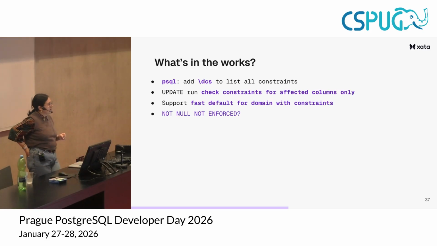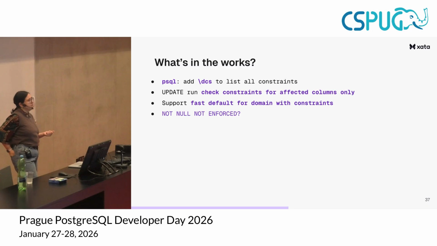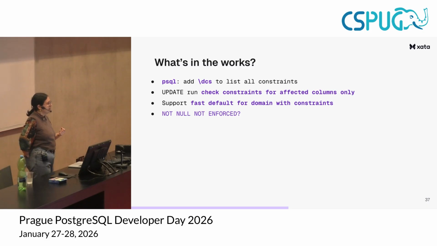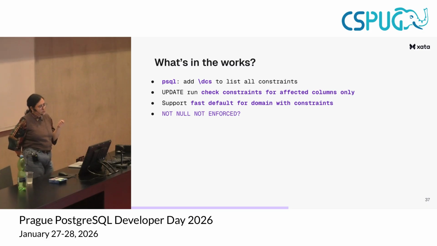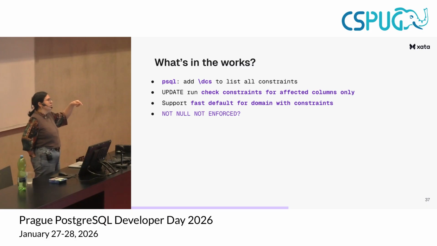The first one I think is really useful. They are working on a psql command. It may change, or maybe none of them will end up in PG19, but it's in the works. \dcs, so it will list all the constraints for all the tables. That is the plan. It's good. You know how we were doing it: you could either look at pg_constraint, or go table by table and see their constraints. But this one will list all the constraints. So I think this is really good.